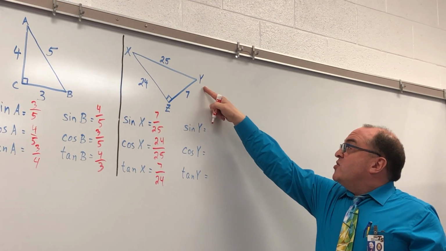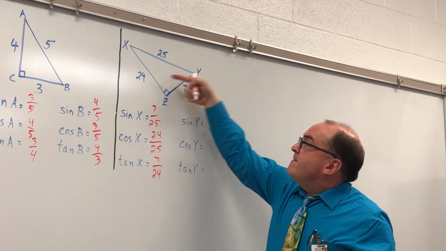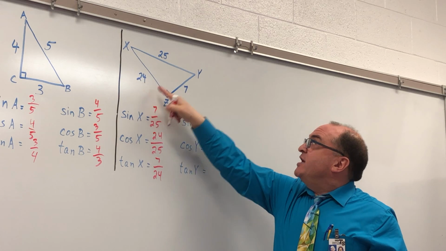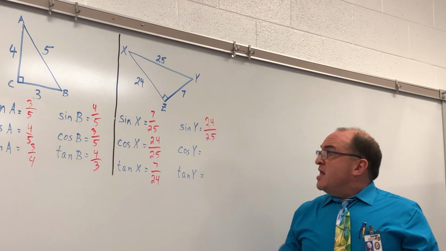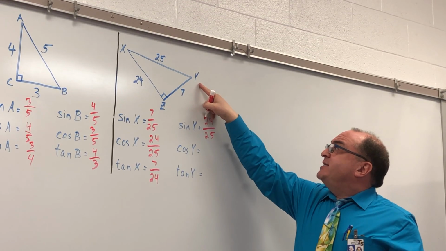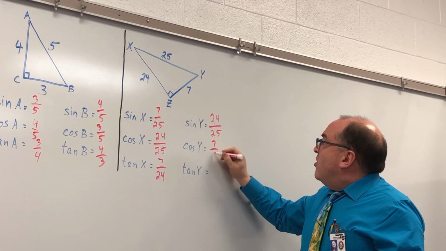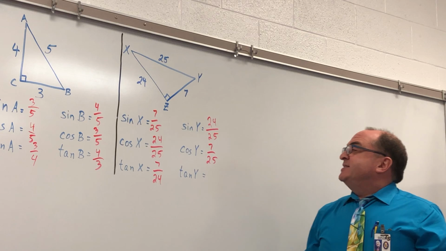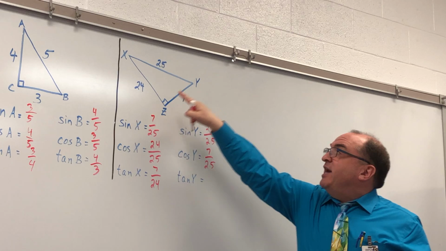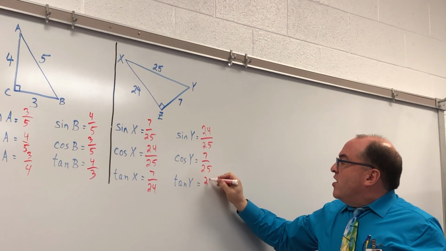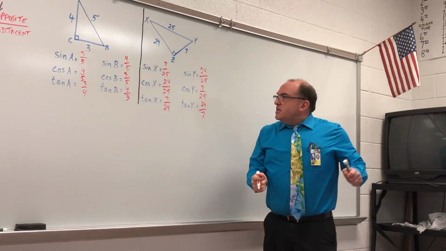Let's look at Y. Sine of Y. What's opposite Y? 24. What's the hypotenuse? 24 over 25. Cosine Y. What's adjacent to Y? 7. What's the hypotenuse? 7 over 25. Tan Y. What's opposite Y? 24. What's adjacent? 7. 24 over 7. This is how you do it.